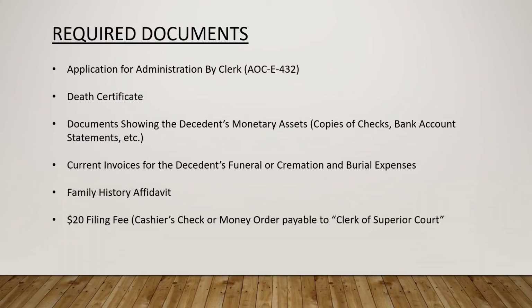The clerk's office also requires a family history affidavit to verify that the decedent's heirs are listed correctly on the application. There is a separate tutorial to help you complete this form. The General Court of Justice fee for processing the application is $20. Acceptable forms of payment include cash, certified check, credit or debit cards, and money order.